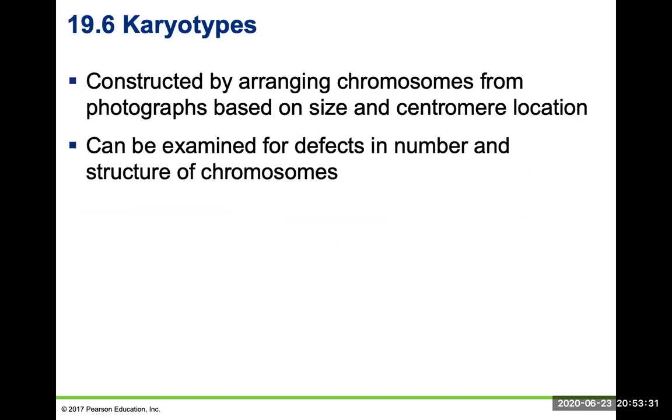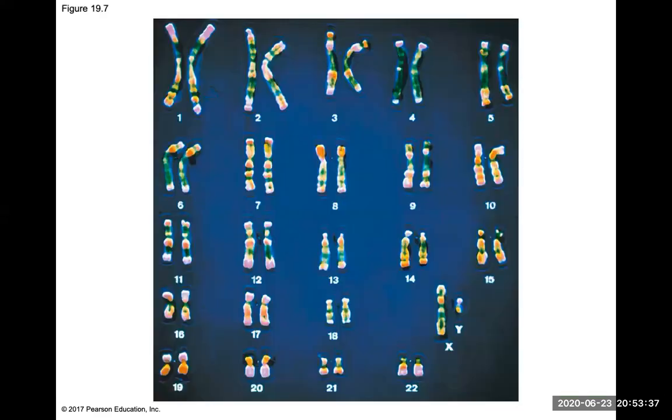Karyotypes are constructed by arranging the chromosomes from photographs, and they can be examined for defects in the number and structure of chromosomes. So this is a karyotype showing all 23 pairs. And you'll see all of the up to 22 are your autosomes, and the 23rd pair is the sex chromosome, the XY. So this would be a male set of chromosomes. So the karyotype you can look at for defects and zoom in on a particular gene sequence to see if anything could possibly arise for future problems.